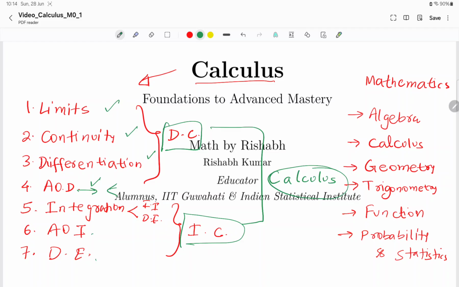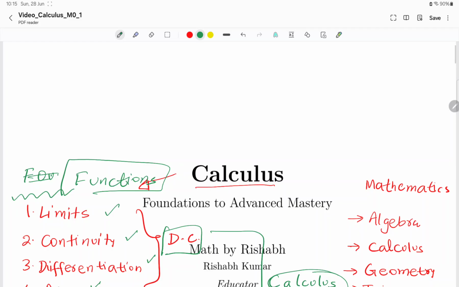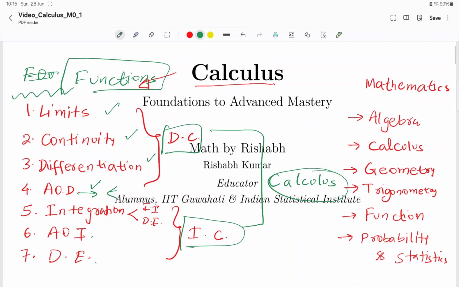But I will not start from the limits. There is one more foundation for calculus that you must understand: the foundation for this is functions. So I will start with the functions. If you have a good understanding of the functions and a grasp on it, along with some basic algebraic manipulations, basic laws, then you can understand and feel the limits, continuity, and various things.